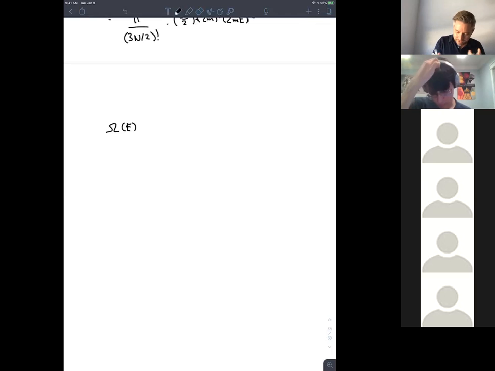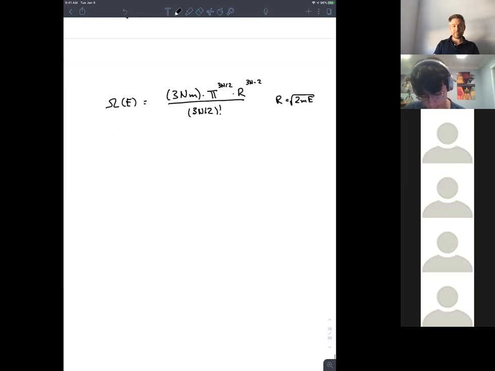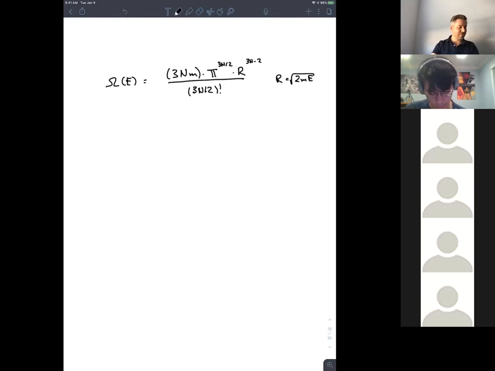Okay, and so our answer is that our density of states is 3nm times pi to the 3n over 2 times r to the 3n minus 2 over 3n over 2 factorial, where the radius is equal to square root of 2mE. So that's our answer. Beautiful.